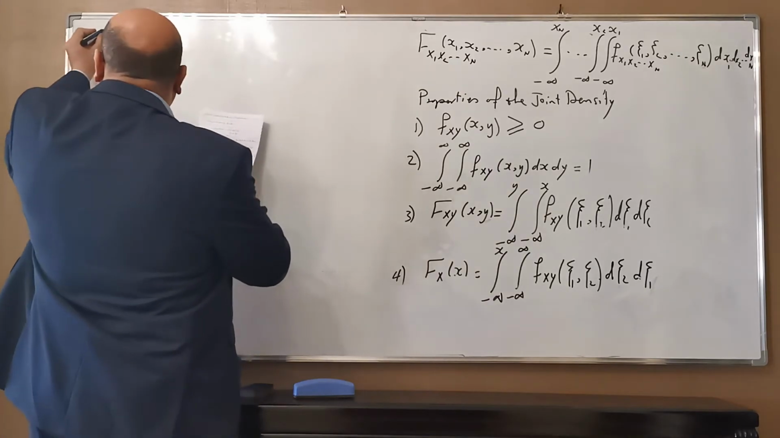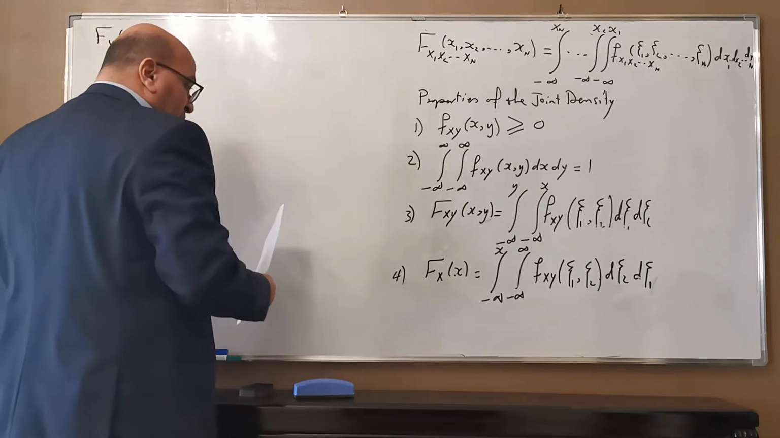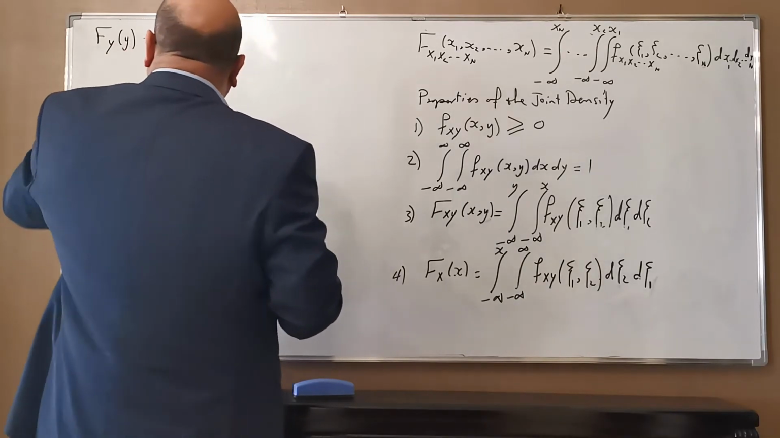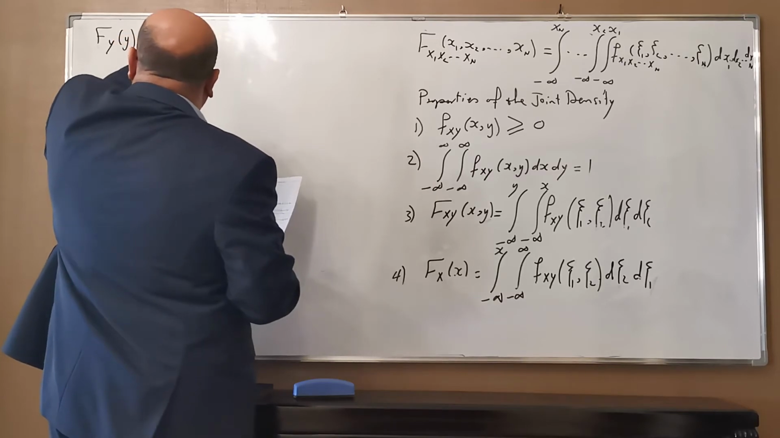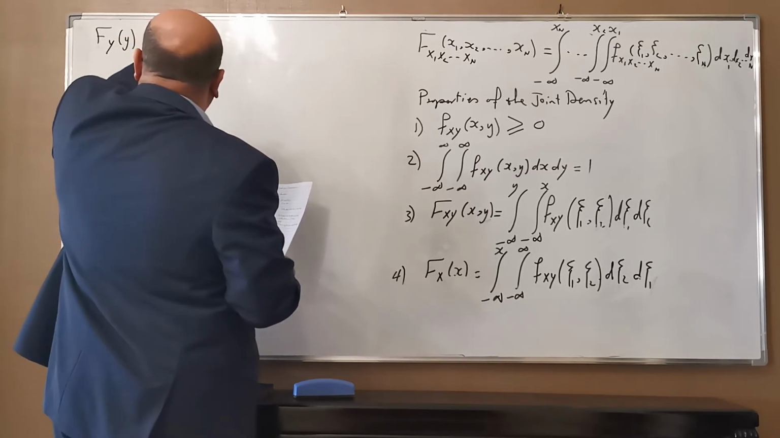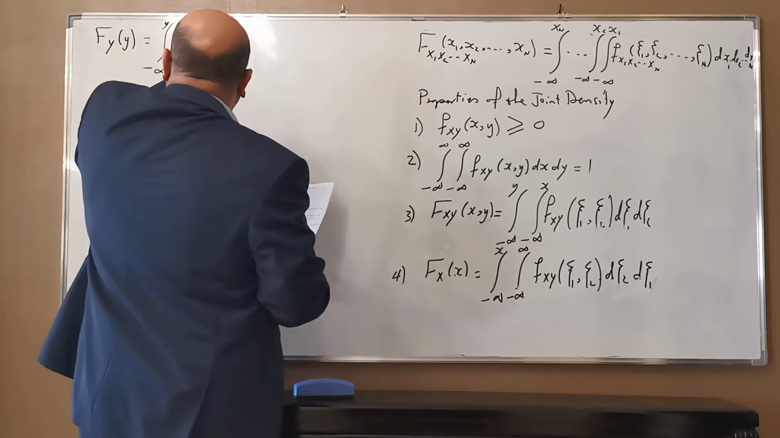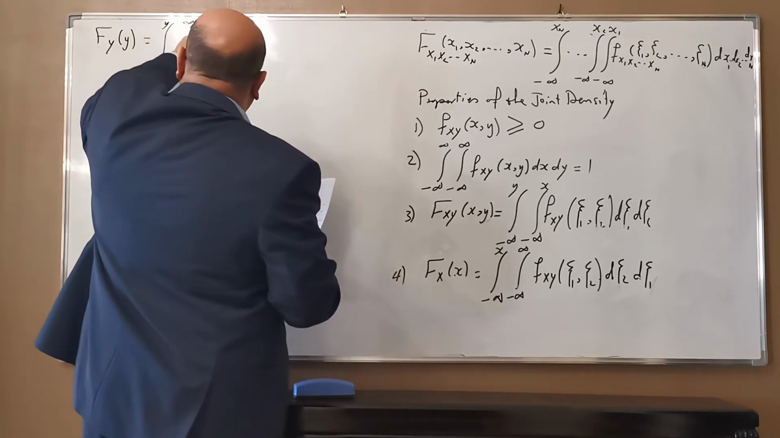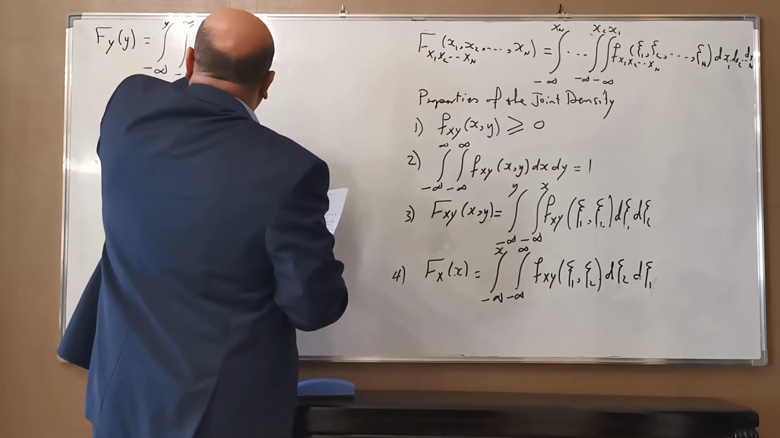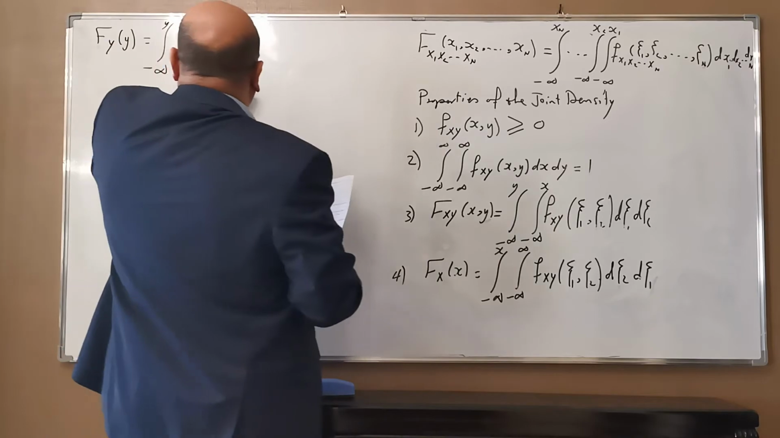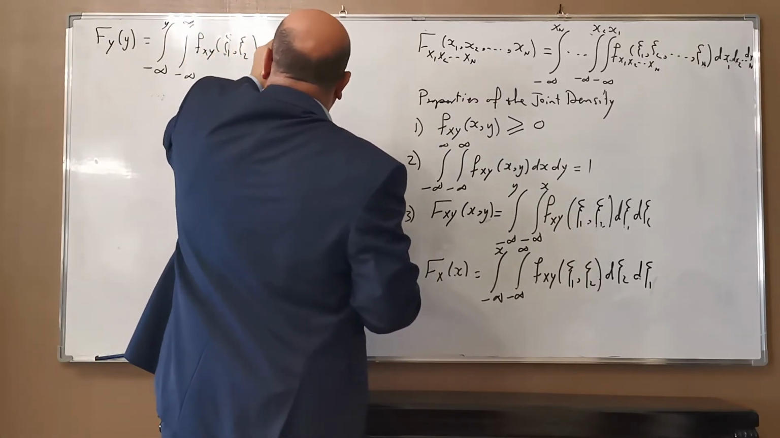Now F_Y(y) is the second pair: the integration outside from minus infinity to y, and the integration inside from minus infinity to infinity over x. So this is f_XY(z1,z2), where now z2 is the variable outside, so this is dz1, then dz2.